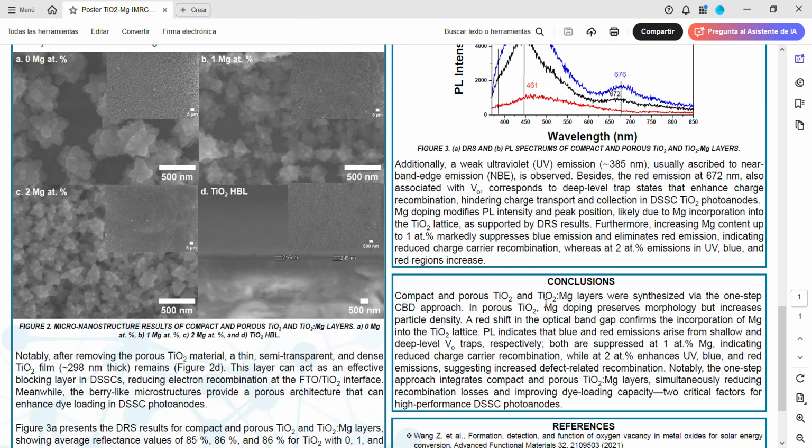Both are suppressed at 1 atomic percent of magnesium, indicating reduced charge carrier recombination, while at 2 atomic percent enhance the UV, blue, and red emissions, suggesting increased defect-related recombination. Notably, the one-step approach integrates compact and porous titanium dioxide layers, simultaneously reducing recombination losses and improving dye loading capacity. Two critical factors for high-performance dye-sensitized solar cells.